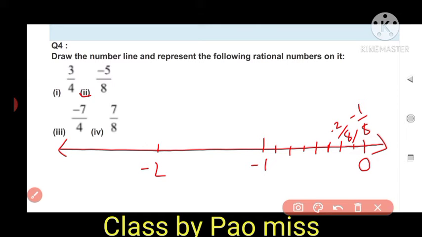I will take a different color. This will be minus 3 upon 8. Then next will be minus 4 upon 8. Then here minus 5 upon 8. Then next will be minus 6 upon 8. Then next will be minus 7 upon 8. Then next will be minus 8 upon 8.